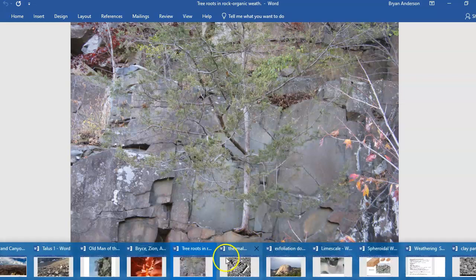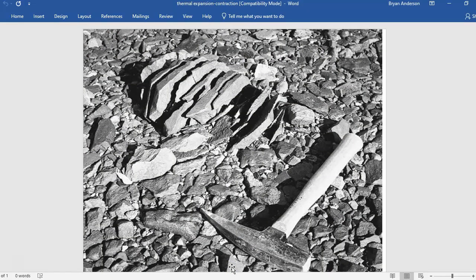The next one is thermal expansion contraction. This picture here is a good example of that. This rock was not hit by this hammer to break it. Rather, that rock was sitting out on the Mojave Desert in the desert Southwest. And if you've ever been in the desert Southwest, you know that during the day it's, of course, very, very hot. But at night it can get really cold. Big temperature swings day to night.